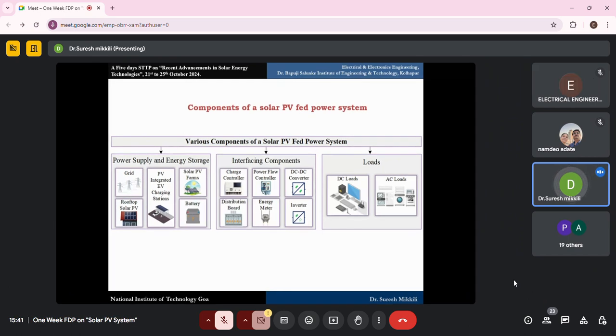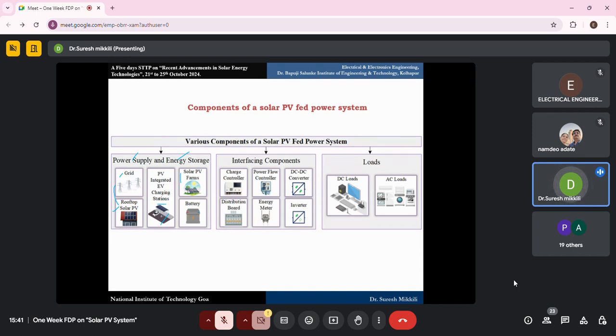So in the PV system, we have the power supply and energy storage element. Here we can have different types of supplies: rooftop PV with grid connection, rooftop PV only solar, energy generated with the help of solar farms, and even PV integrated EV charging stations can be taken. Try to understand, in the solar PV system.